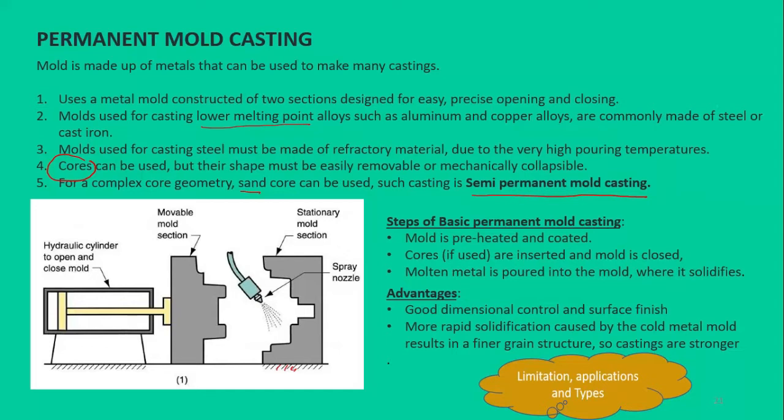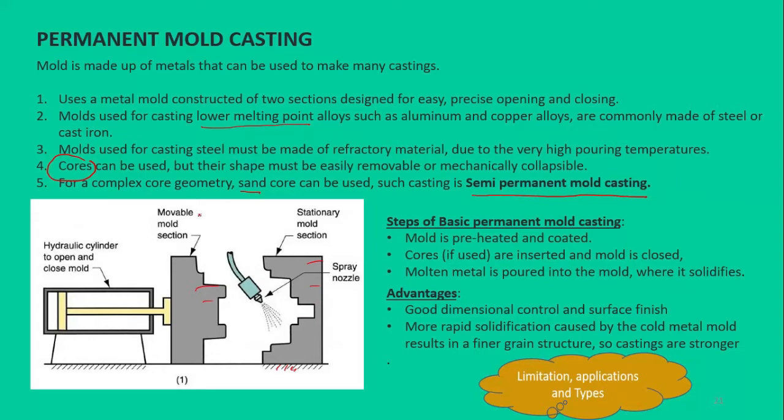Right? So some basic steps of performing this kind of casting are that we initially preheat these mold sections. Why is that so? For ease of flow of the molten material, so that when we pour the molten material, it can easily flow into and fill the mold cavity. Because if it is at a very low temperature, there is a possibility that the metal might start to freeze before filling the mold cavity.